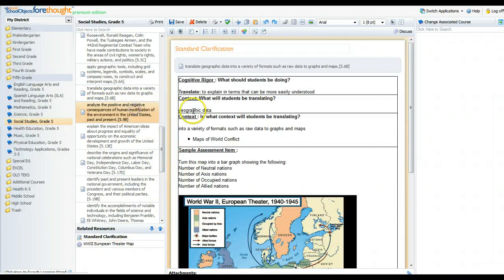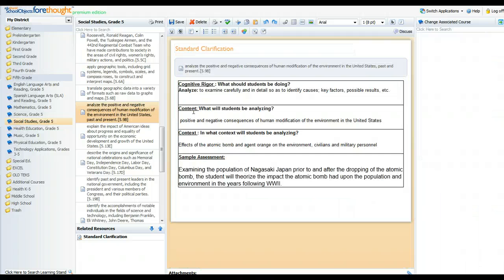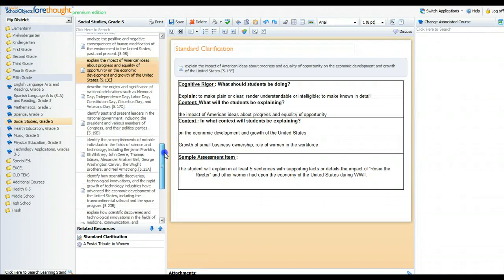Here we want to talk about the positives and negatives of human modification, and the human modification we're going to talk about leading right into World War II is going to be the atomic bomb and Agent Orange as well. So World War II and a little bit of Vietnam and Agent Orange, so that they can understand that these are man-made things that could have negative consequences.